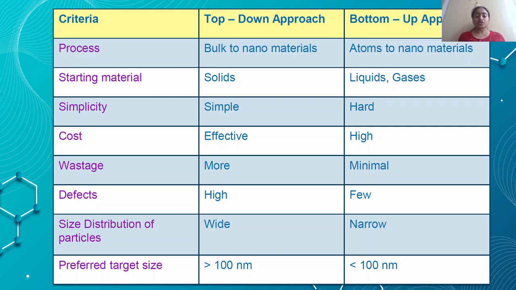The top-down approach involves more wastage and the bottom-up approach has minimal wastage. In the top-down approach, there are high defects, whereas the defects are very few in the bottom-up approach. The top-down approach produces particles with wide size distribution, whereas in the bottom-up approach, the size distribution is narrow. And the preferred target size is greater than 100 nanometers for top-down, whereas for bottom-up, it is less than 100 nanometers.